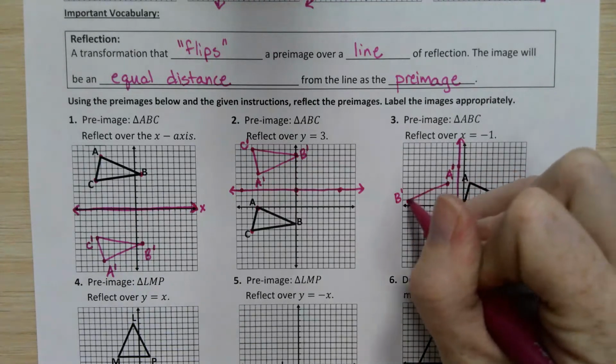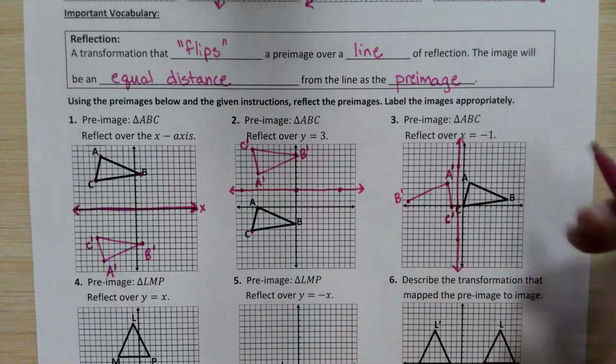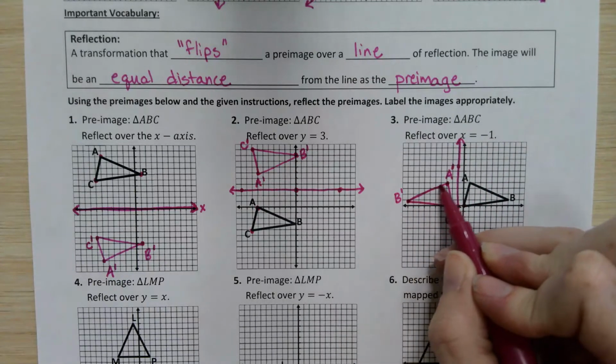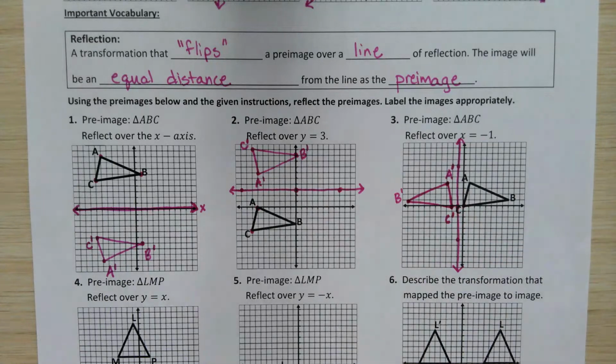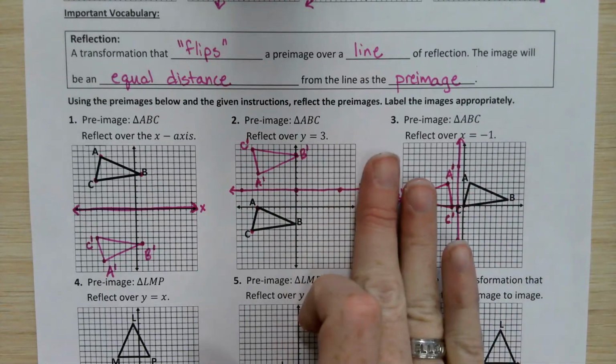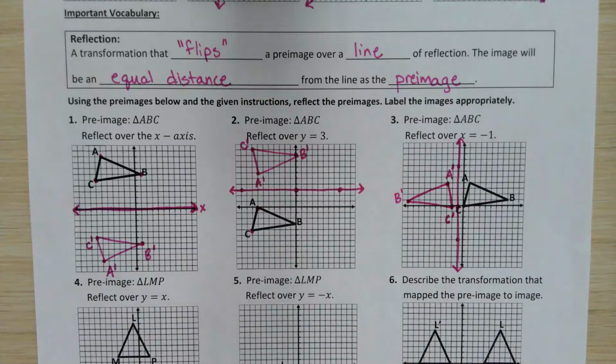Be really careful with your counting. If you need to double count or check it, please do. It's not complicated. It's just that you can really get off with your counting pretty easily. And so that triangle flips over to the other side, an equal distance away from that line of reflection.